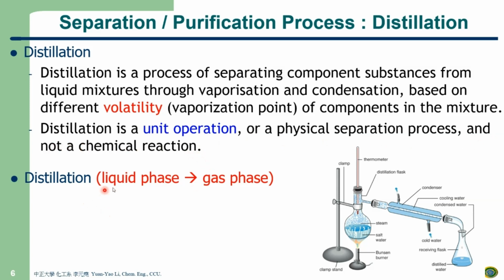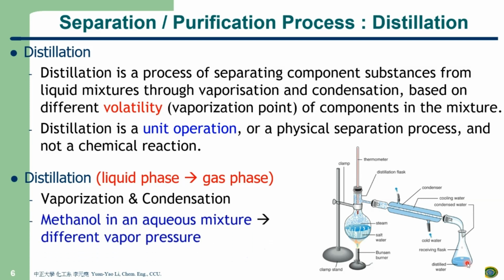So distillation goes from liquid phase to gas phase, right? And then the gas phase condenses here. So you separate A and B, right? You have a mixture of A and B here, and A comes out as vapor, condenses here and drops into this tank. So this is the vaporization and condensation process. For example, methanol in water: because of different vapor pressure, you can separate methanol and water. This is one example.